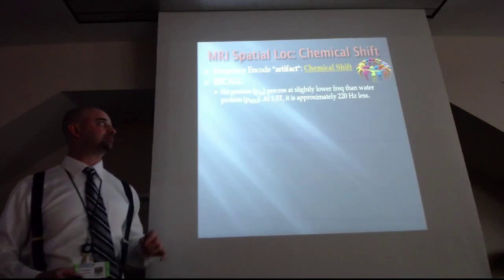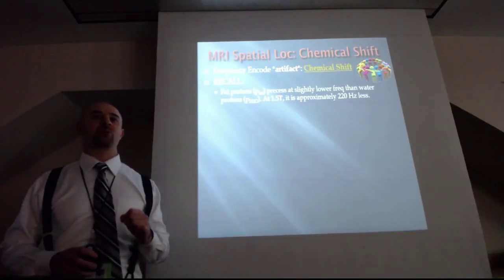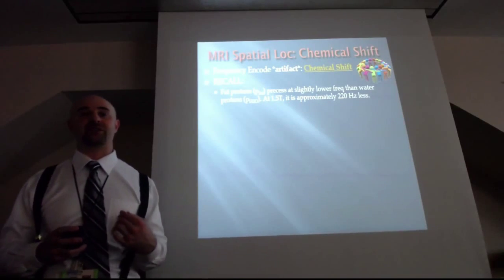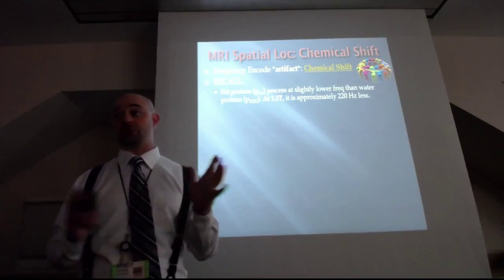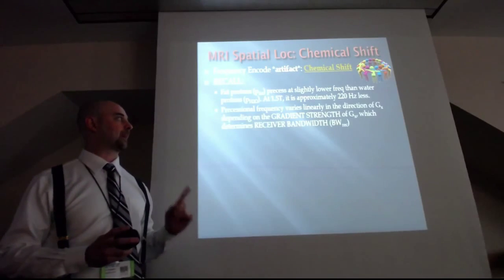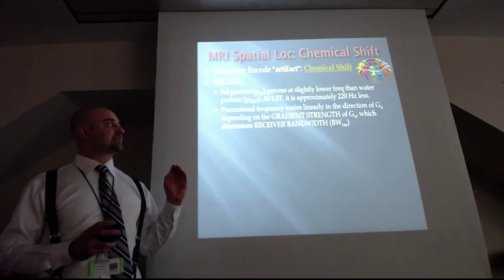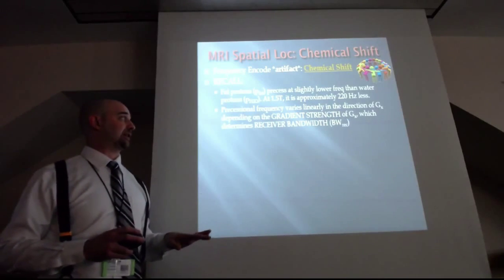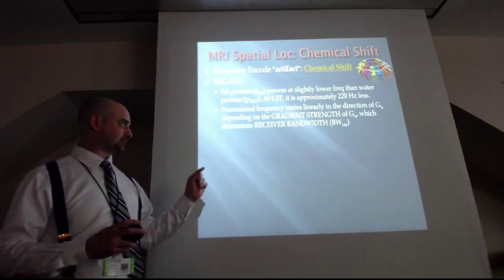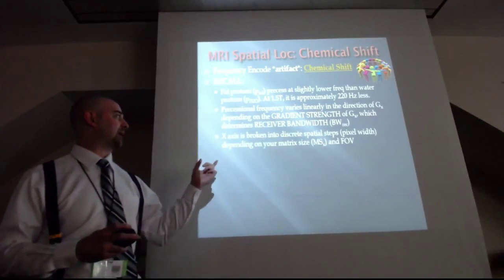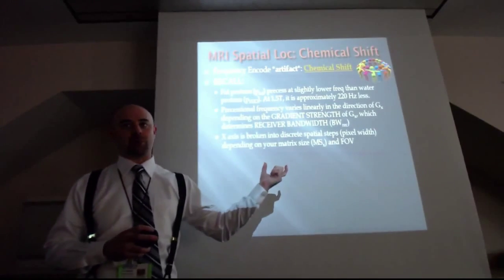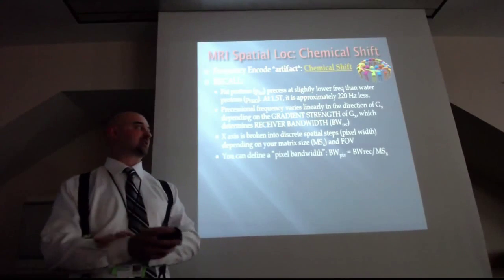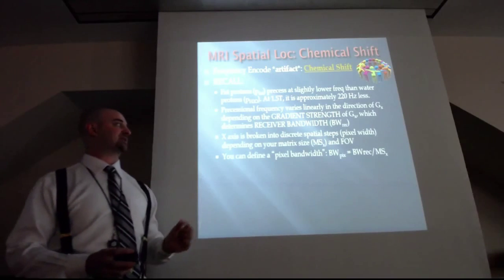Now, remember, fat protons precess slightly differently than water protons in a 1.5 Tesla field. Specifically, it's 220 hertz different. Since the precessional frequency varies linearly in the direction of the read gradient, depending on the gradient strength, that's determined by the receiver bandwidth. We've also broken up the x-axis into discrete step sizes, depending on our matrix size and how big we want those bins to be.